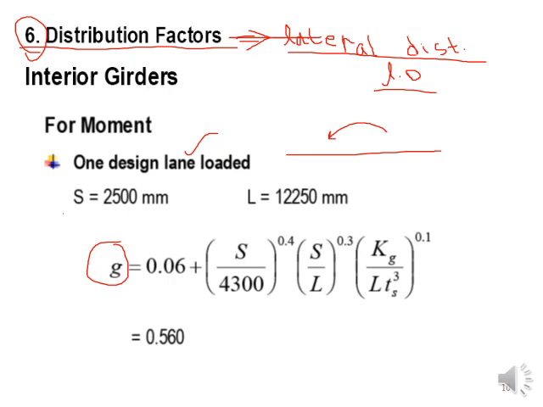Input data required is only the span, meaning the internal spacing of the stringers or plate girders, and the total span. Span is given in the data, that is 12.250 meters, so 12,250 millimeters, and the internal spacing is 2500. So for that particular case the G formula is given. For the initial step, here also the Kg over L t_s cubed needs to be determined.